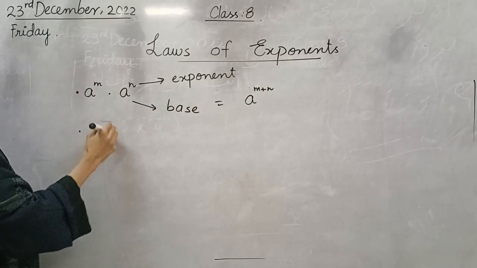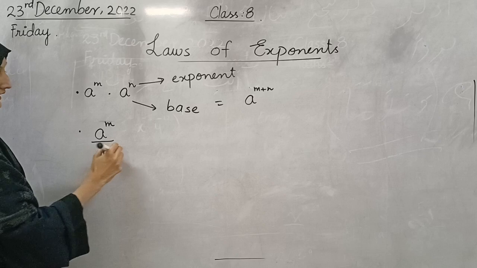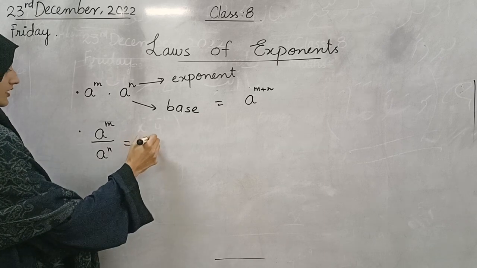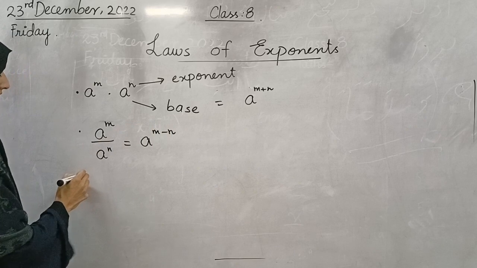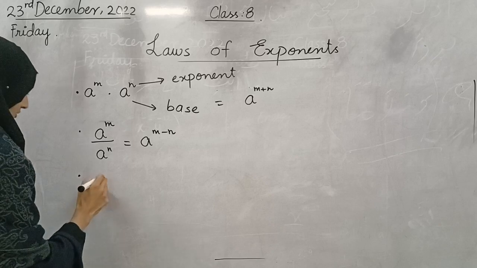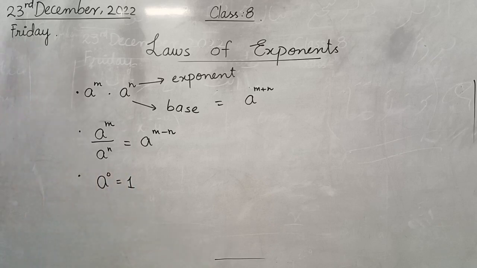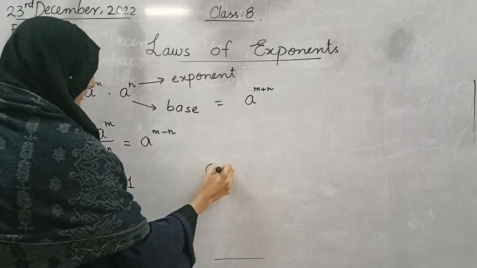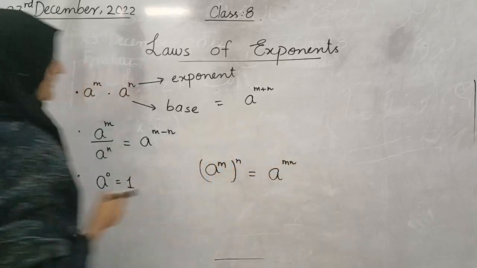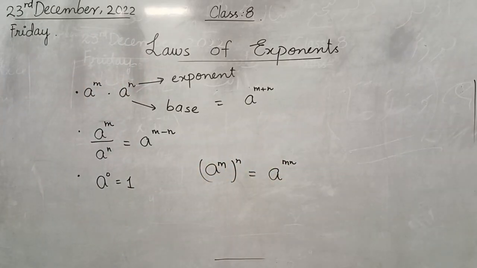Similarly, if bases are same and they are in the form of division, then what will you do? You will simply subtract the exponents. Good. The third law which you will use in your questions is something raised to power 0 is equal to 1. And another important law is a raised to power m raised to power n is equal to a raised to power mn. These are some laws of exponents.